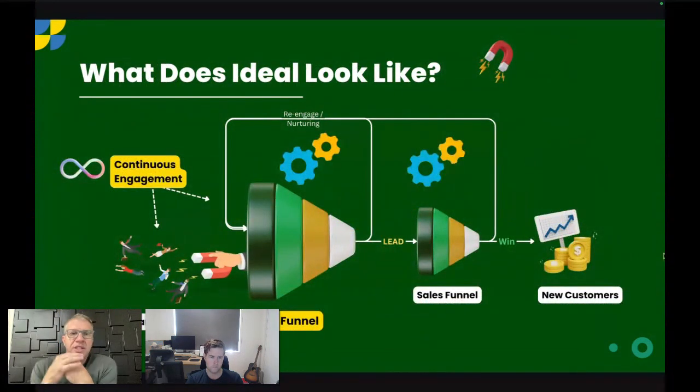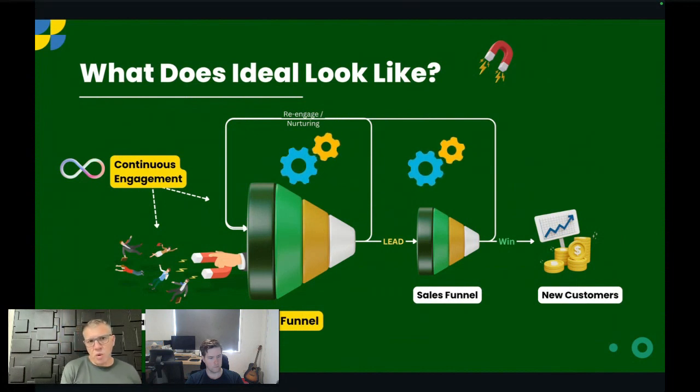Okay, so this is what the ideal looks like when it comes to building out a lead generation strategy. We want to continually engage with the market. We want to build a lead funnel with re-engaging and nurturing, and then that will lead into the sales funnel. The challenge is that not everyone in the market is the same, and what we think is valuable, they don't all find valuable in some instances.